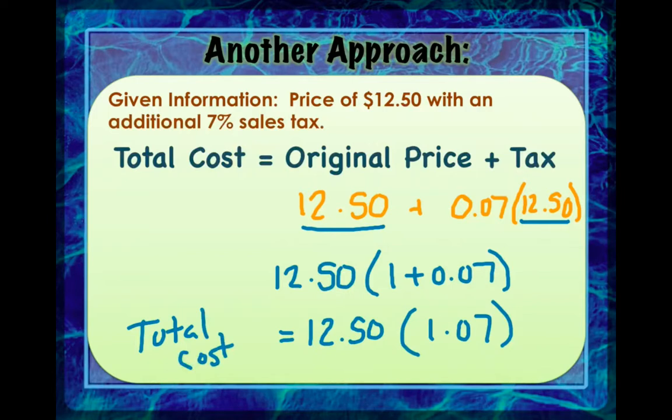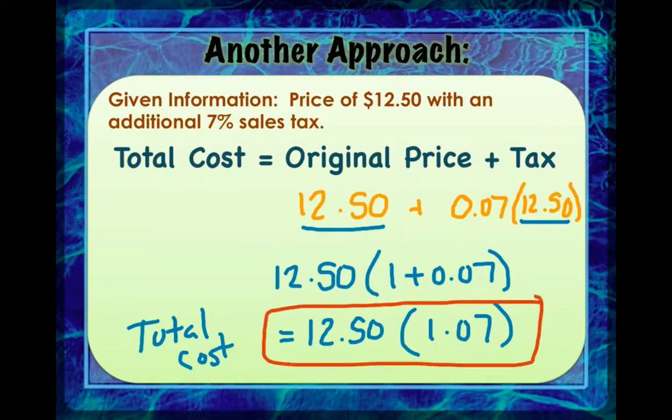So rather than having to calculate the tax separately, find that answer, and then add it back to the original price, we can use this approach that gives us a more direct one step where we combine the tax rate on top of the 1, therefore we get the original price plus the tax.